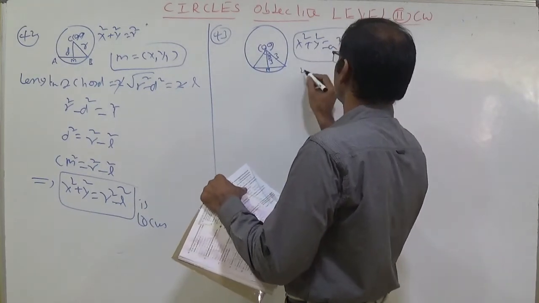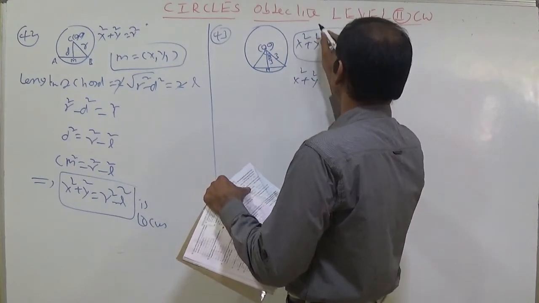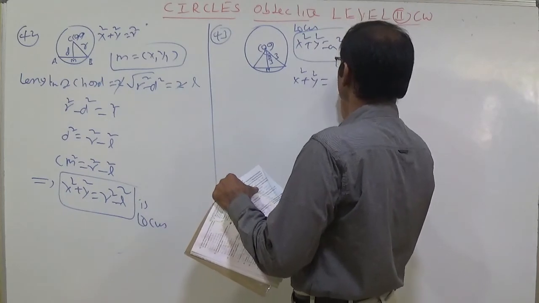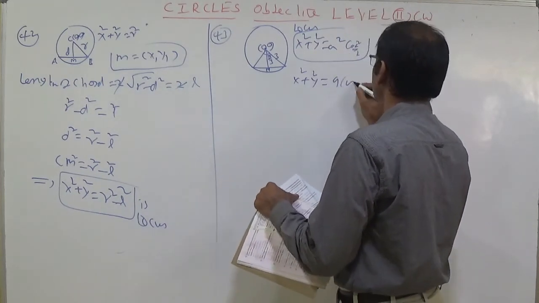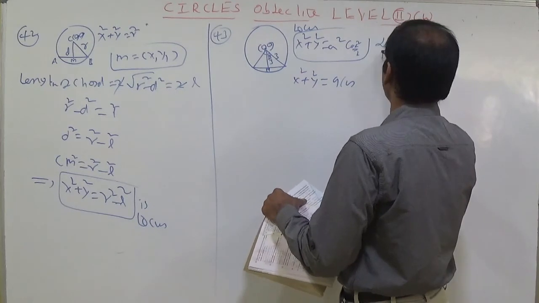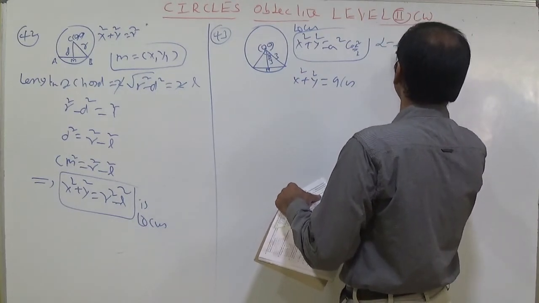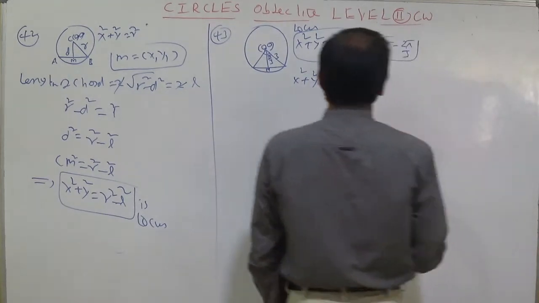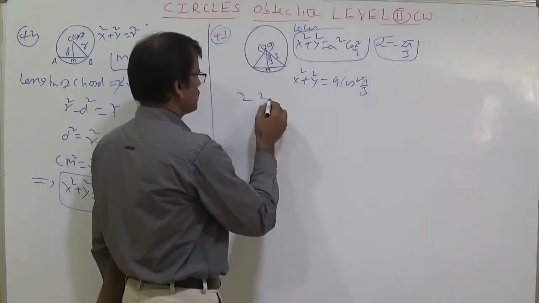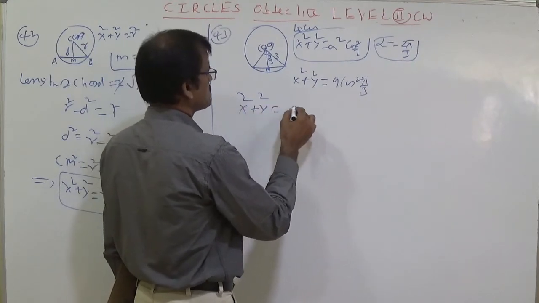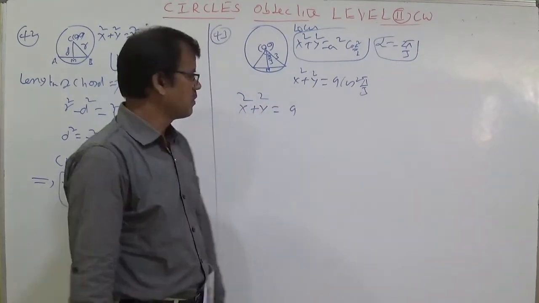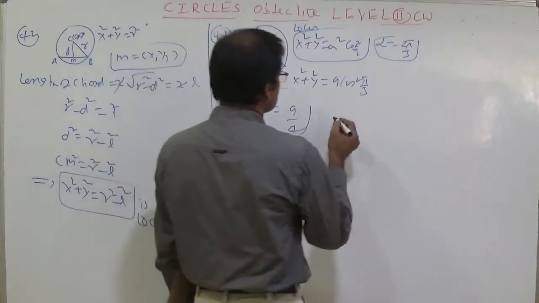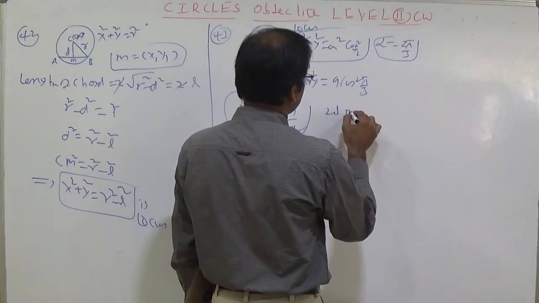So the locus, directly writing: a² means 9, and the angle α is 2π/3, so α/2 is π/3. So x² + y² = 9 cos²(π/3) = 9/4. This is the shortcut. Otherwise, you can use a second method.